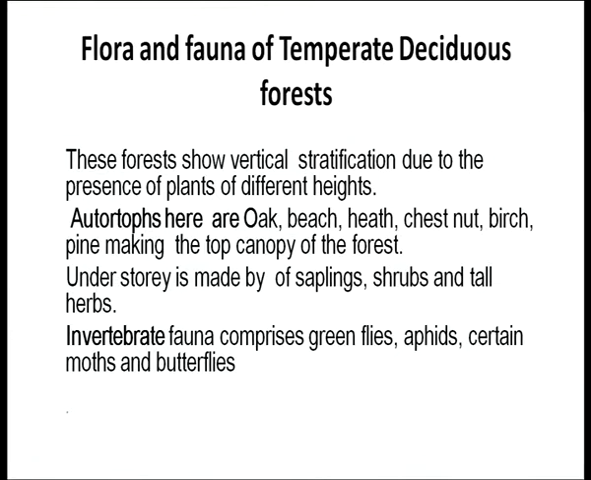These forests show vertical stratification due to the presence of plants of different heights. Autotrophs of these forests are oak, beech, heath, chestnut, birch, pine, making the top canopy of the forest. The understory is made of saplings, shrubs, tall herbs. The invertebrate fauna in this forest is comprised of green flies, aphids, certain moths and butterflies. The animals which are the primary consumers are the prominent grazers that include deer, bison and rodents.